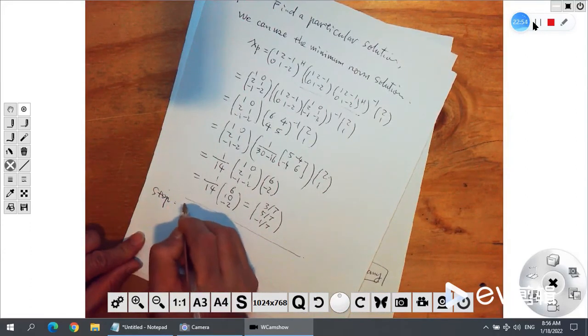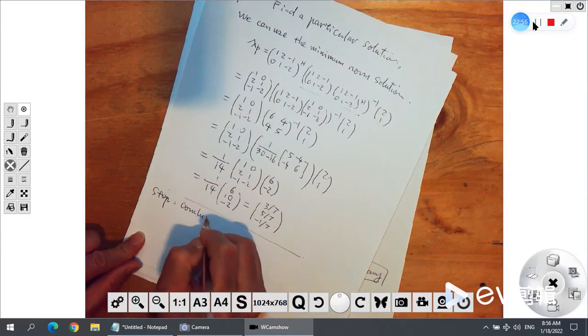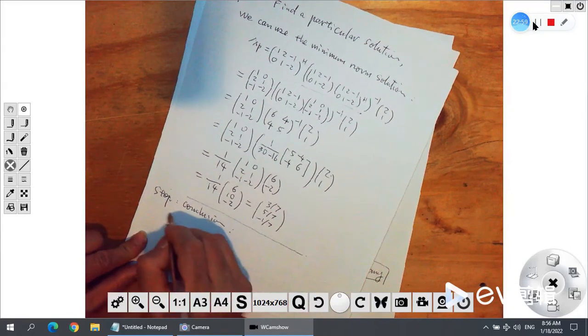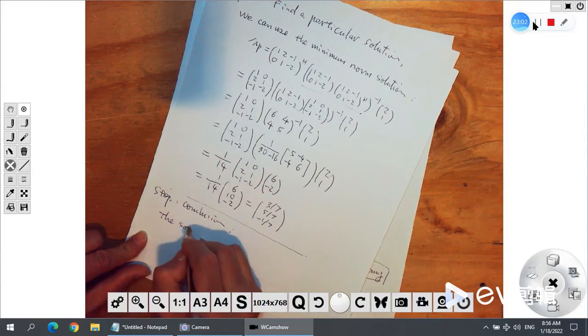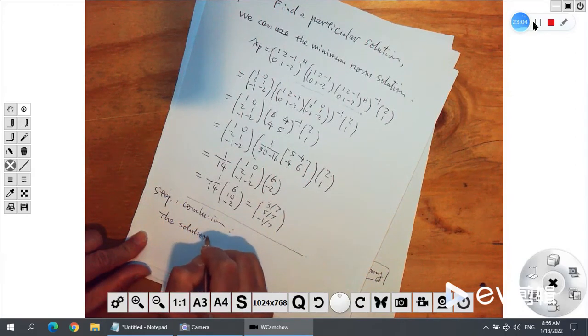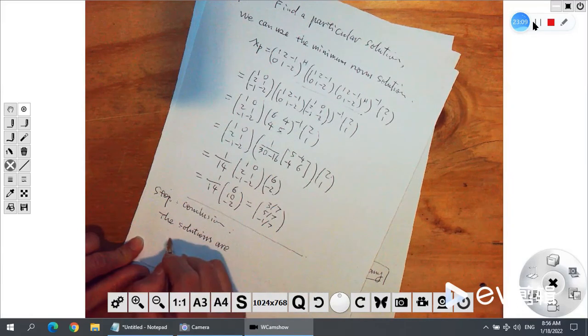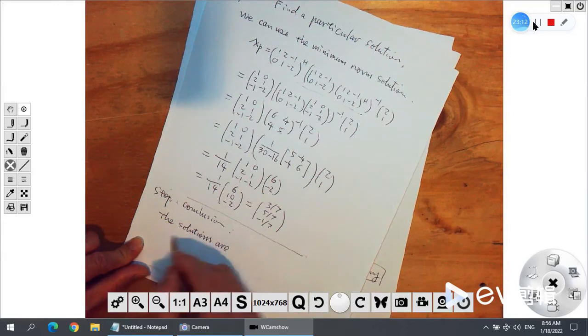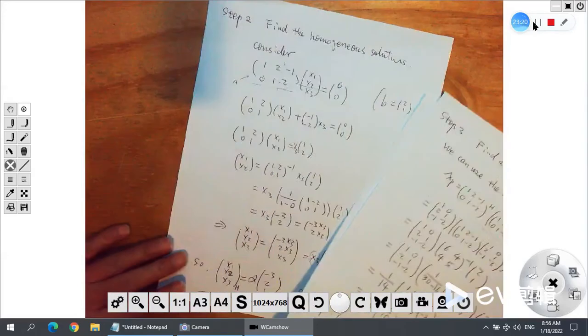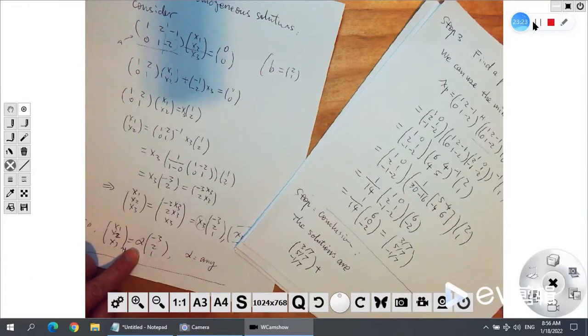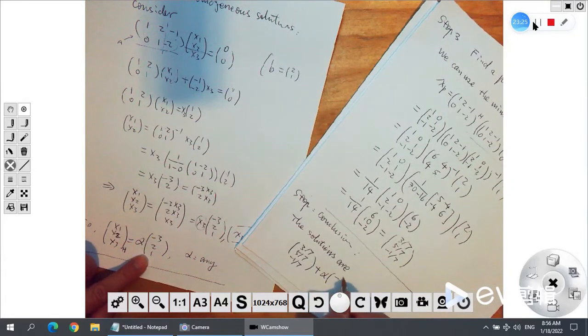This is the conclusion. You have the final result. The solutions, not just one solution. The solutions are the particular solution, 3 over 7, 5 over 7, negative 1 over 7, plus the homogeneous solution, which is this one, plus R times negative 3, 2, 1. R could be any number.